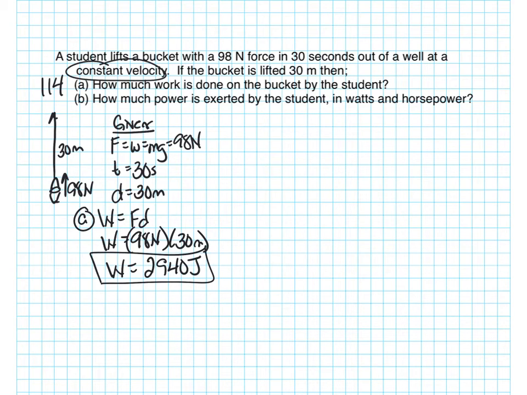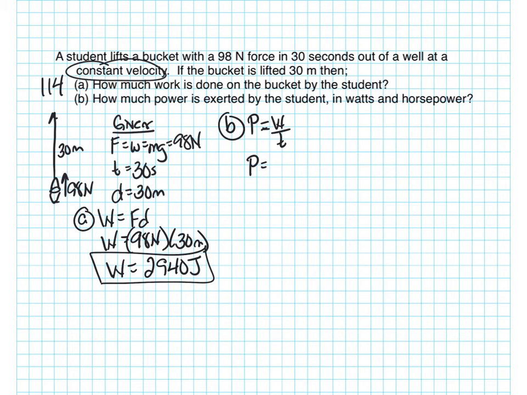Part B says how much power is exerted by the student. So B, I want to know the power. Power is work over time. Now remember, this is a capital W, and W in the equation is work. W in the answer is going to be the unit of watts. So we got to keep them separate from each other. So this is in the equation, so this is work.